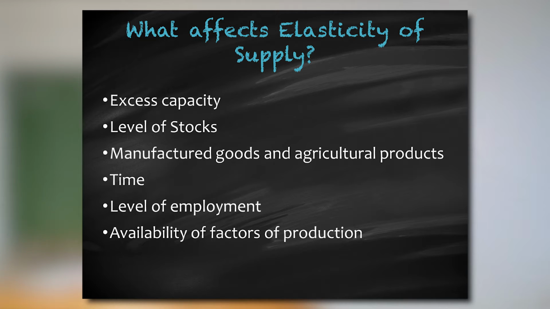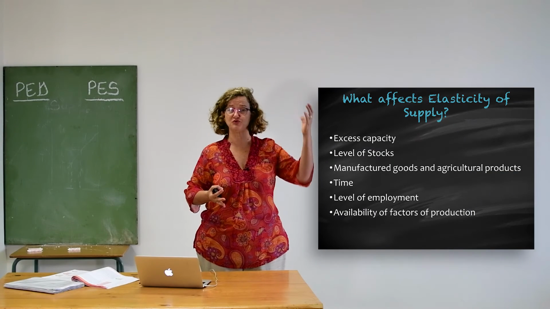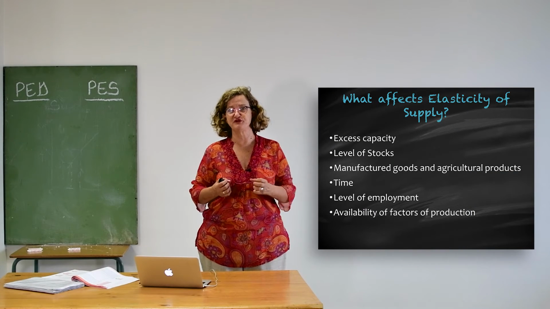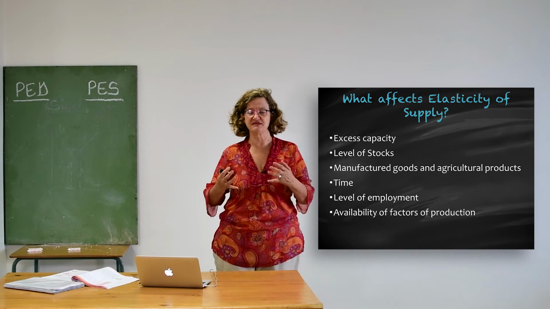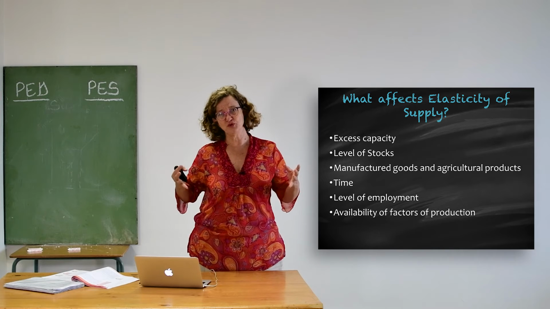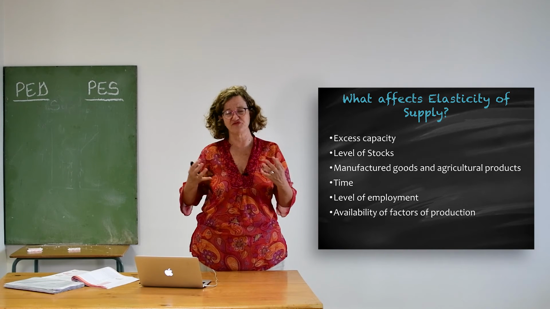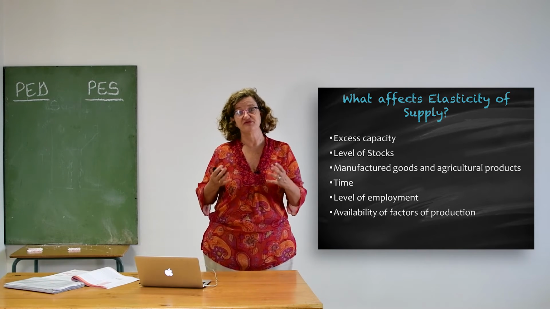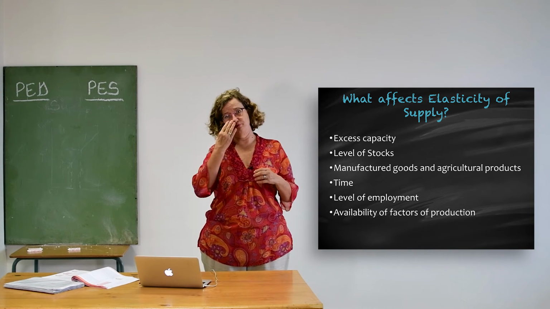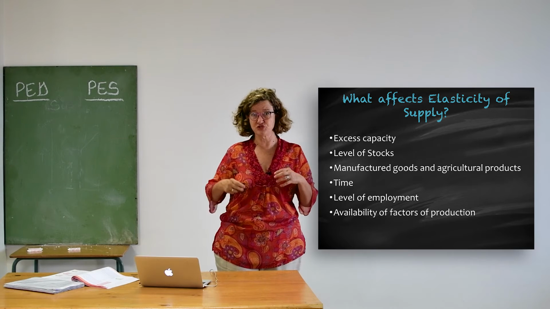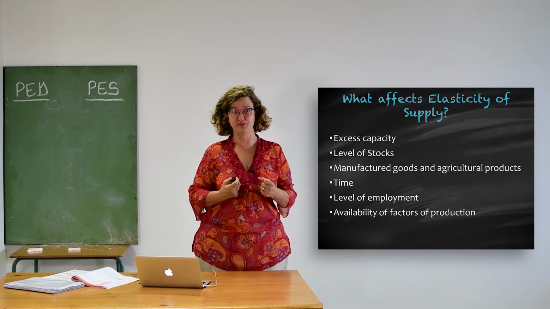Then, the availability of factors of production. So the price changes and you want to supply more, but you don't have all the factors of production. Now, remember, what are factors of production? We have done it in the first few lessons. It is land, labor, capital, entrepreneurship. So if there's any of those factors of production that you struggle to get, so you struggle to get your raw materials so that you are able to supply more.